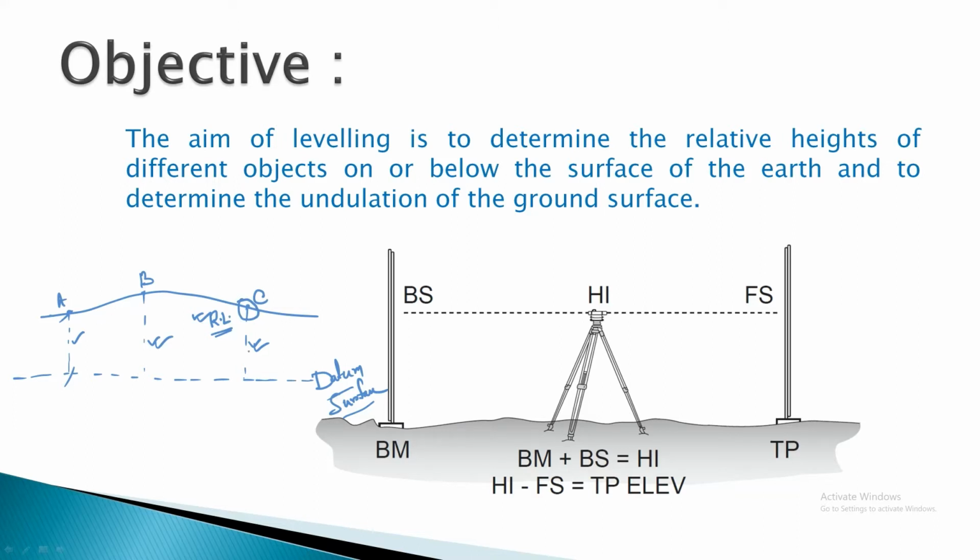The datum surface in India currently is in Mumbai, which is the mean sea level. So whenever we determine the reduced level of any point on or below the surface of the earth, we always need to measure it from the mean sea level, currently in Mumbai. That is the primary objective of leveling.